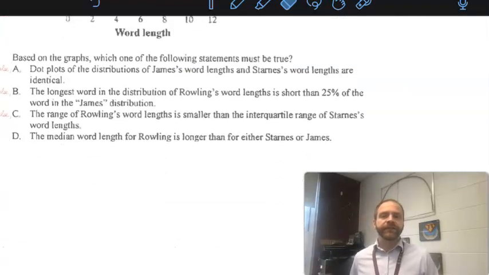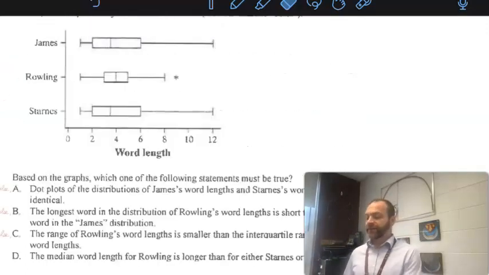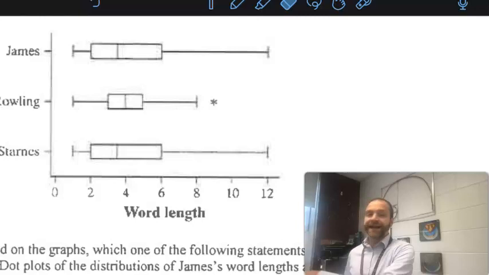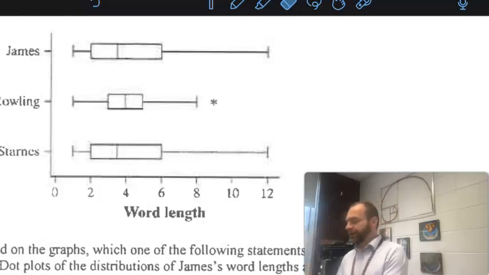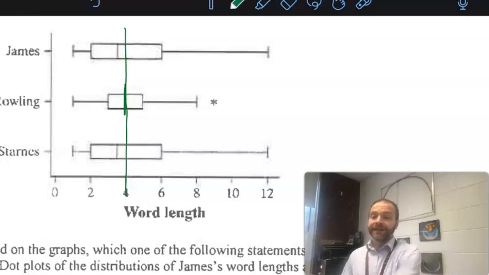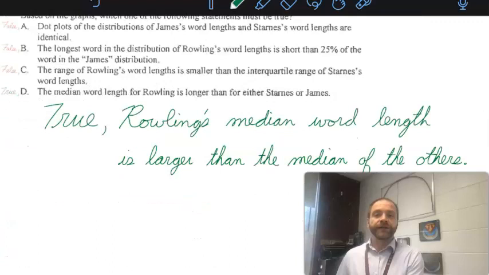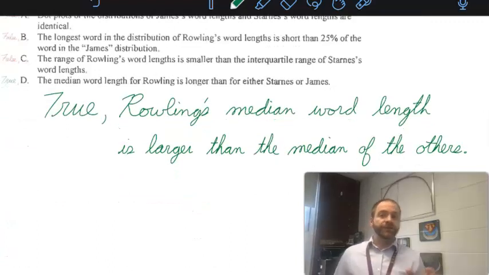So I'm going to look at D. The median word length for Rowling is longer than for Starr's and James. So either Starr's or James, Rowling's median length is bigger. So again, I'm going to look at the box plots. Really what that means is I want to find what's the median. And the median of Rowling's is located right here. That looks like 4. And even just by drawing, I could see Rowling's median is bigger than the medians for James and Starr's. So I'm thinking option D is true. Rowling's median word length is larger than the median of the others. So hey, D is true.